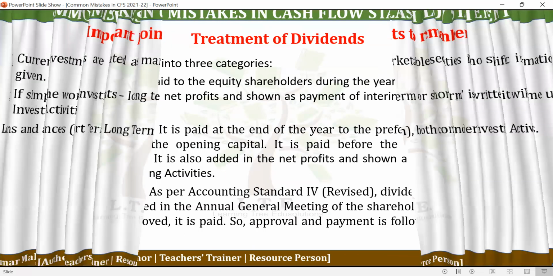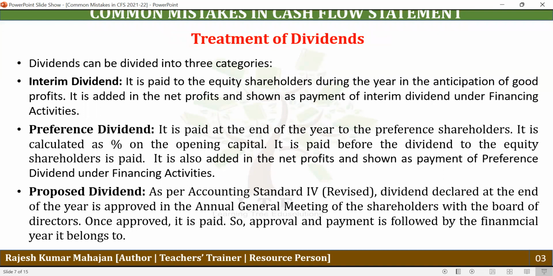Next, now we discuss the treatment of dividend, which is quite important for every student. And normally students remain confused about the proposed dividend. So we shall have a detailed discussion on the proposed dividend with the help of an example. Dividends can be classified into 3 categories. Number one, we have the interim dividend. Interim dividend is the dividend which is paid to the equity shareholders in anticipation of good profits.